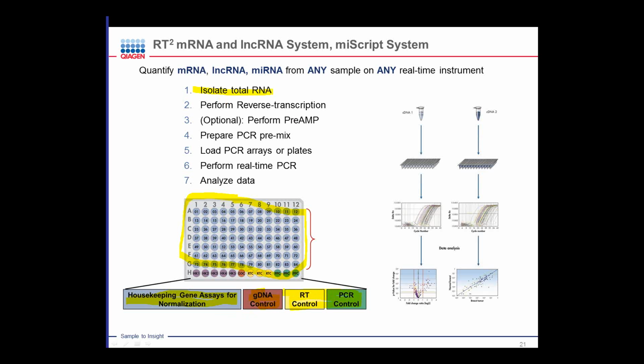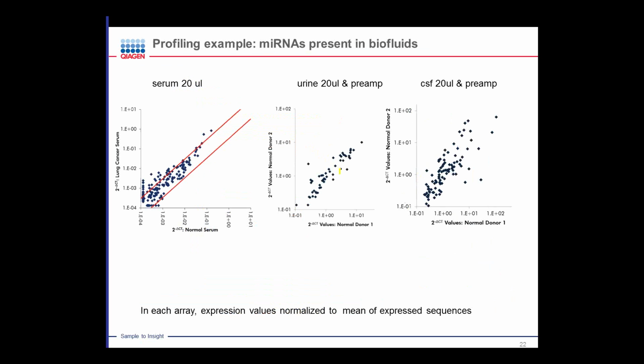We do an RT reaction. There's an optional preamplification for when our samples are extremely small. We essentially make a master mix, load the array, run it, and analyze the data on the QIAGEN website. So all of the data analysis is done on our website. You're essentially doing an RT reaction, loading, running, and doing an analysis. So it's a same-day experiment for any mRNAs, long non-coding RNAs, or microRNAs from any sample on any real-time PCR instrument.